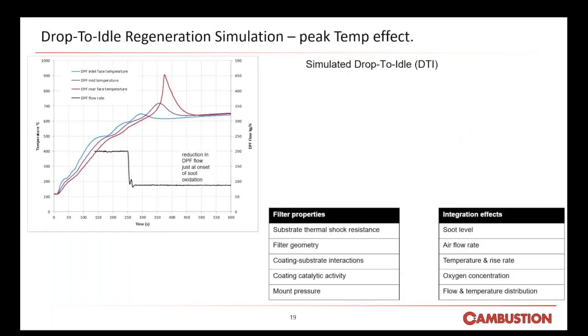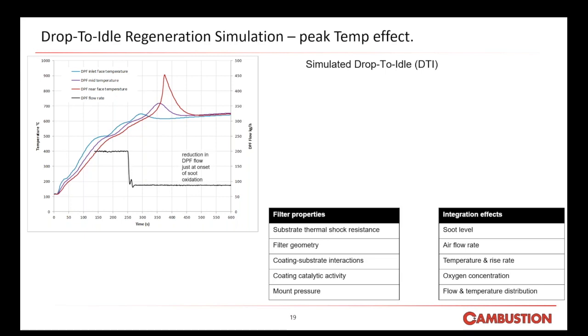So here's an example of a drop to idle simulation on the DPG. The worst case thermal stresses encountered when the airflow drops just as the filter reaches a high enough temperature for soot oxidation to start. The higher the soot load, the higher the temperatures encountered. Therefore, the soot mass limit in service is fixed by the resistance of the filter to the thermal stresses of regeneration. Properties of the filter and of the engine integration contribute to the risk of the filter damage.